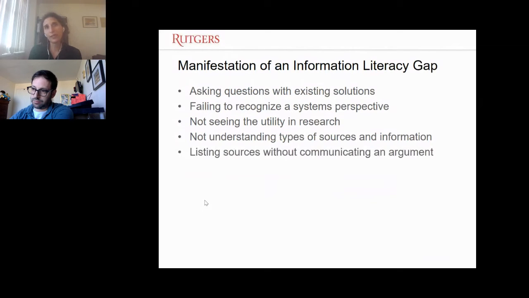And then also listing sources without communicating an argument. I just had a student last week during office hours who said that this is something she does, right? She has a really hard time making an argument out of sources instead of just listing them, which was great self-awareness and metacognition, but she was saying that she really needed some support to work on that.